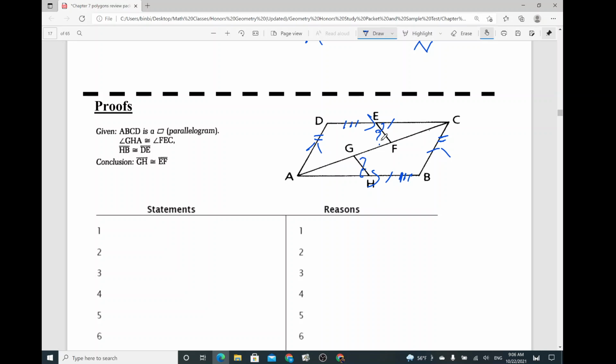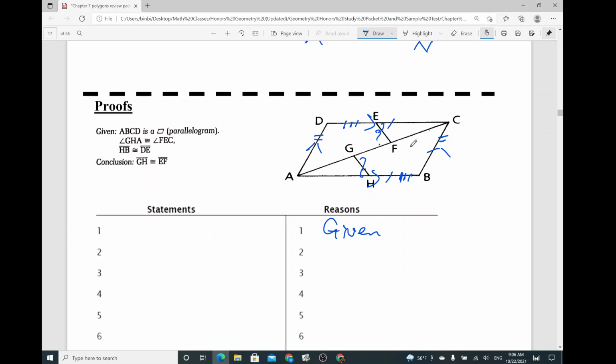In order to show that GH is congruent to EF, one thing we need to show is that triangle AGH must be congruent to triangle CFE. The reason is that we want to apply the theorem CPCTC. Once we get to that, we can state that the corresponding segments of the congruent triangles must be congruent. So start out with the given. I'm not going to rewrite these; they're all given, you can just put them all together.